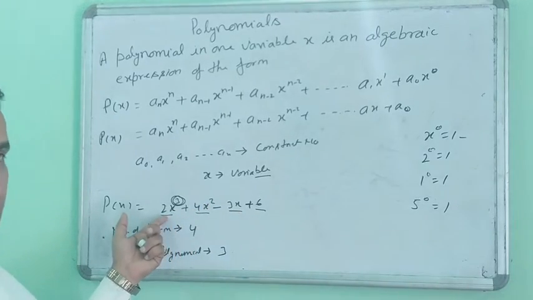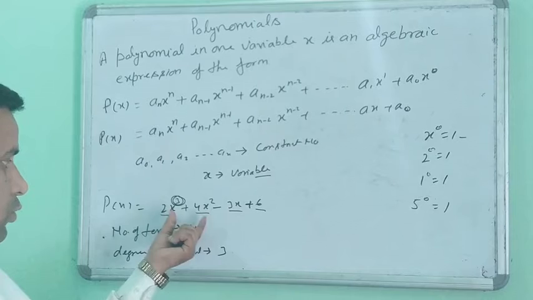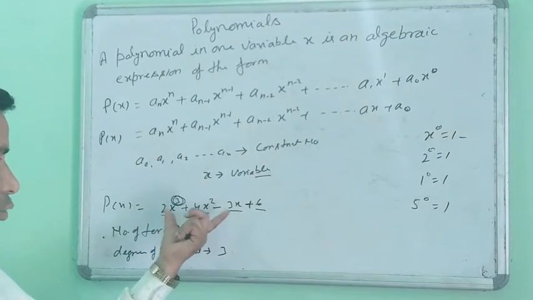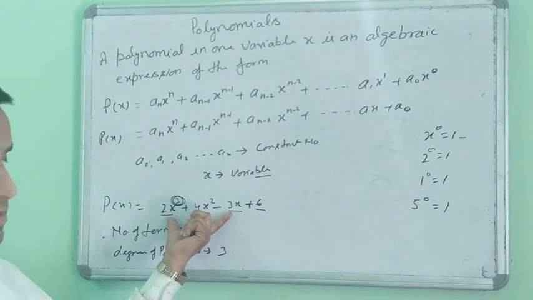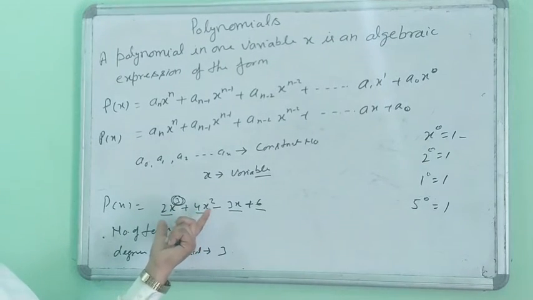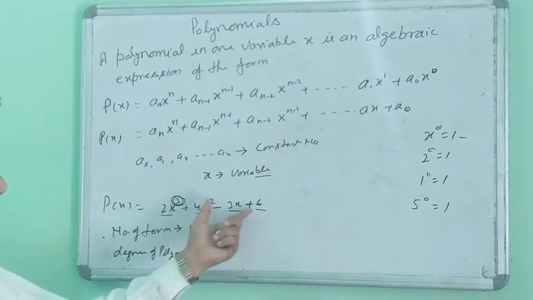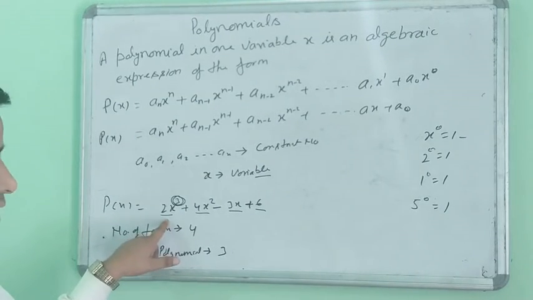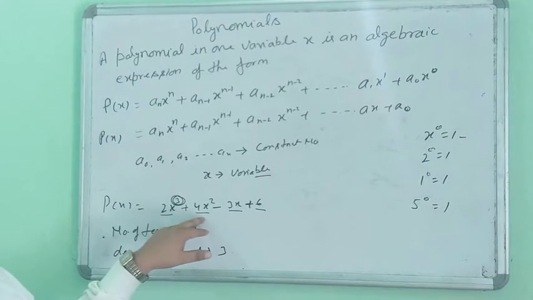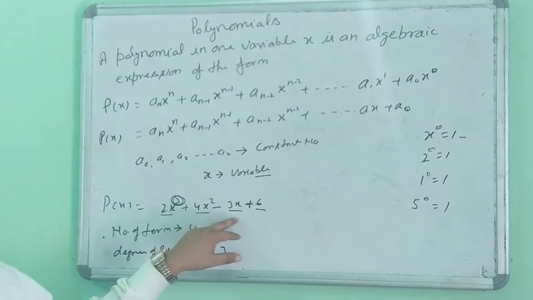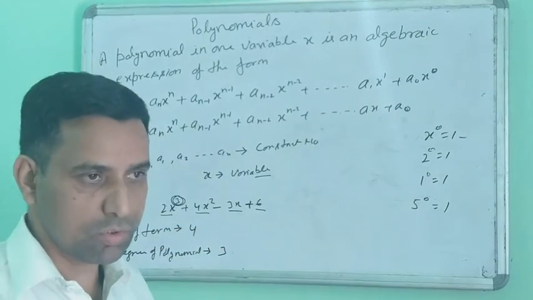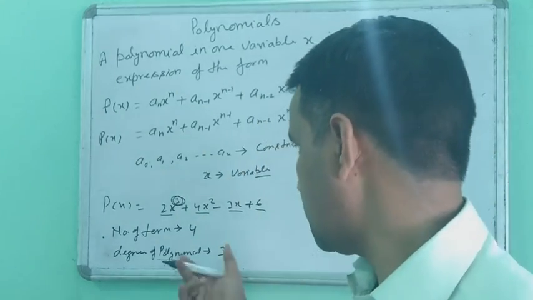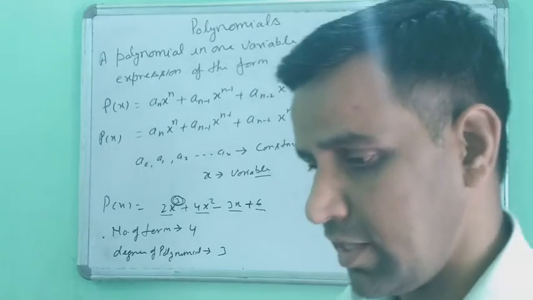Suppose a polynomial has one term. This is called a monomial. A polynomial having two terms is a binomial. Suppose a polynomial has three terms, then it is a trinomial, or other polynomials are called multinomials. So the types of polynomials: one term, it is called a monomial; two terms, binomial; three terms, trinomial; and more than three terms, this is called a multinomial polynomial. So in this way you will get the nomenclature of polynomials. Yes, you note down. Then next question.